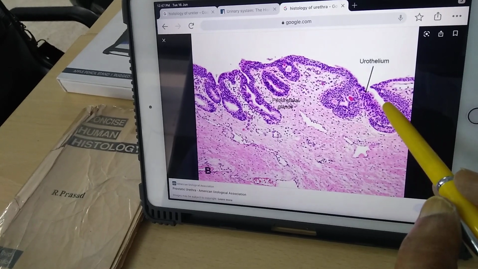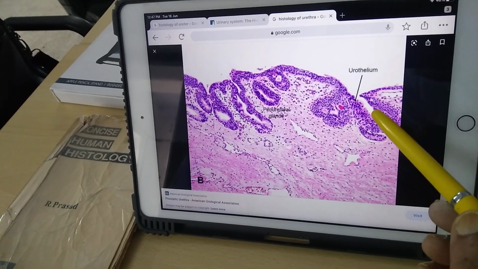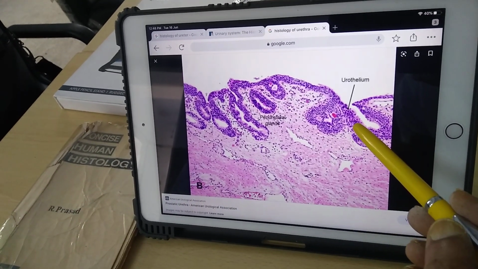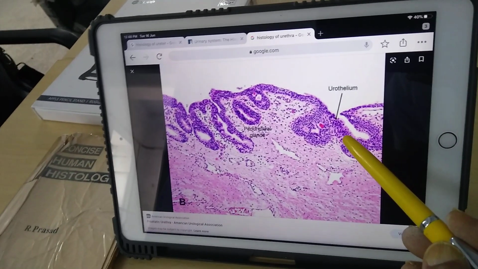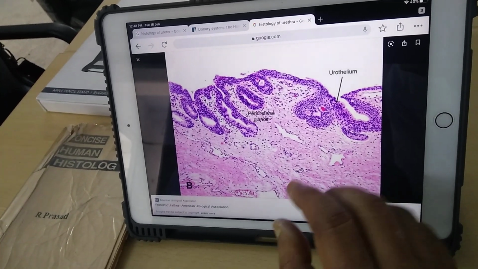One important point is that transitional epithelium is also called urothelium. It is present in the urinary system, so it is also called urothelium. That's all.